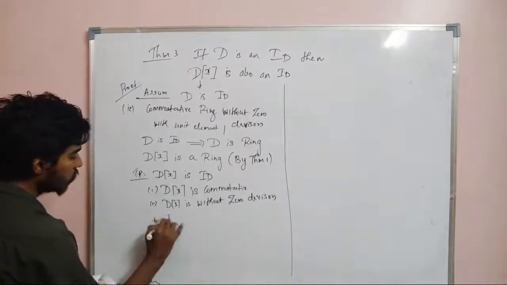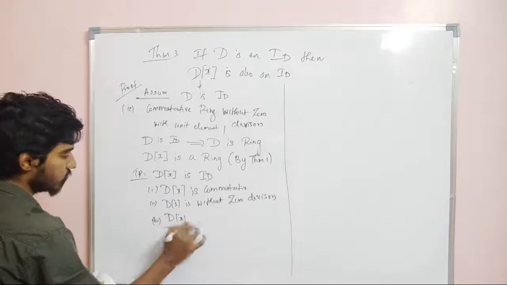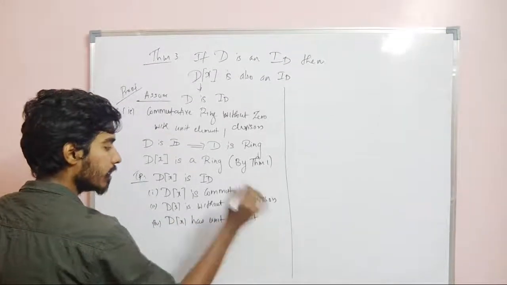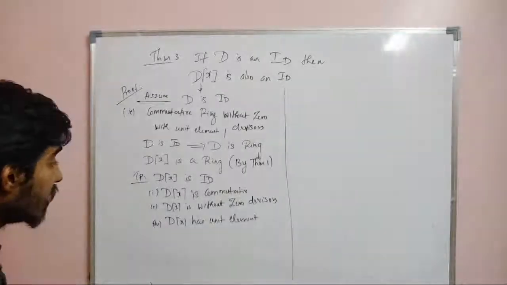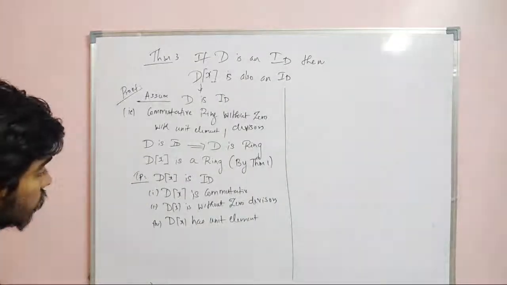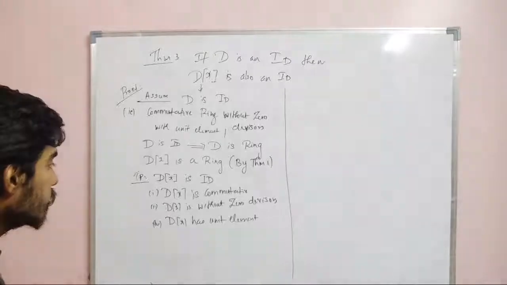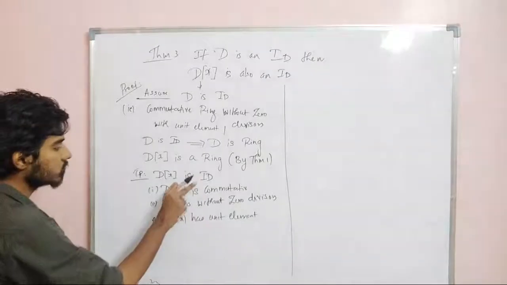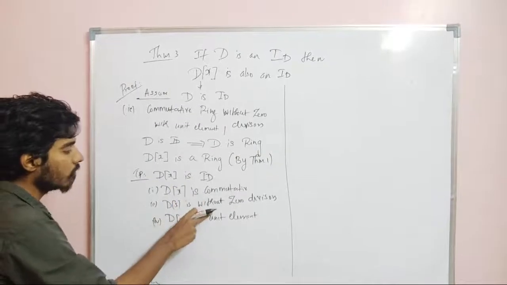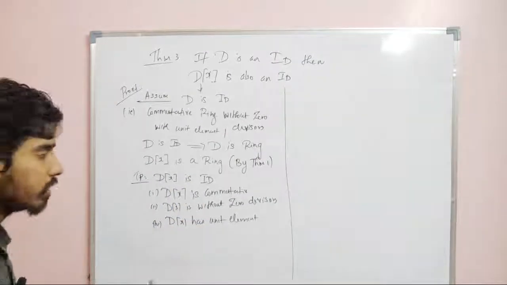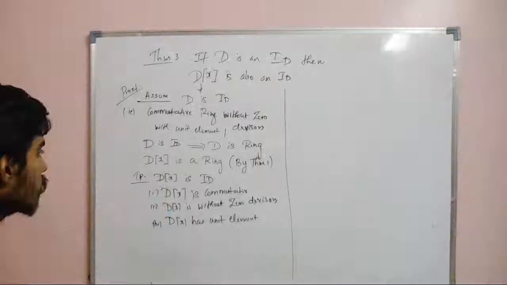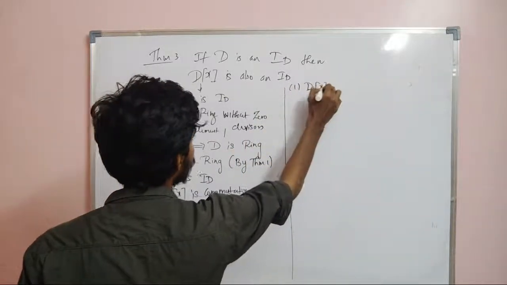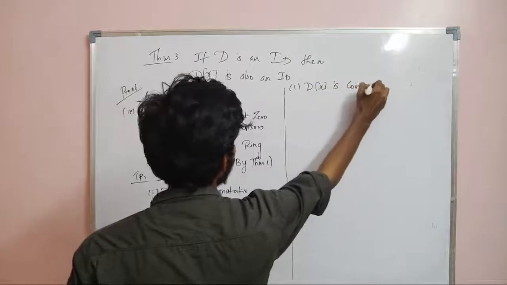and then we need to prove D of x has a unit element, that is, it has an element 1 in it. So if D of x satisfies these 3 conditions, then it will be an integral domain. Obviously it is a ring, so a ring which is commutative, without zero divisors, and has a unit element will be an integral domain. So now we will prove one by one. First we will prove that D of x is commutative.